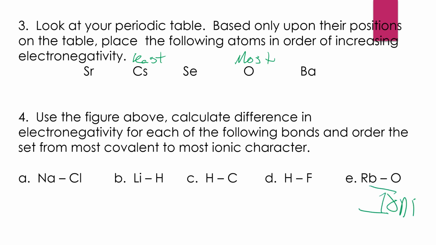I'm going to write ionic really big. All right. And then nickel. Nickel's probably also ionic, but not as ionic because they're not quite as far apart. Lithium hydride? Where's lithium and hydrogen? No, they're not. Where's hydrogen? It's over there in phosphorus.